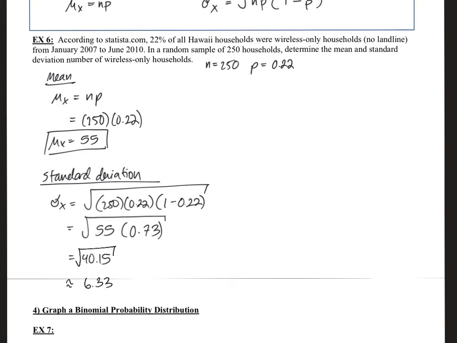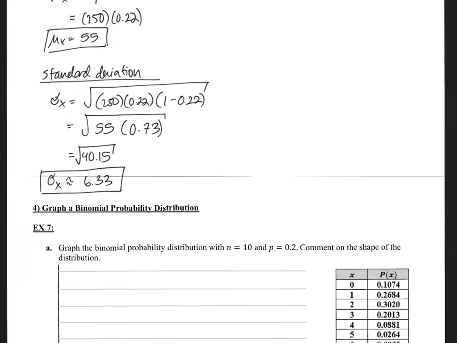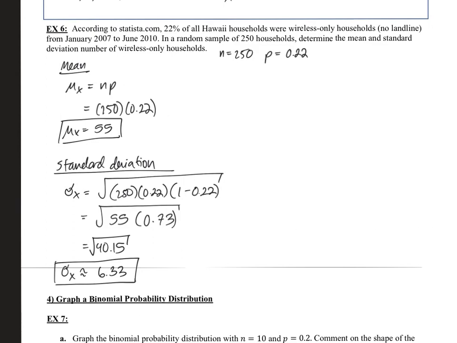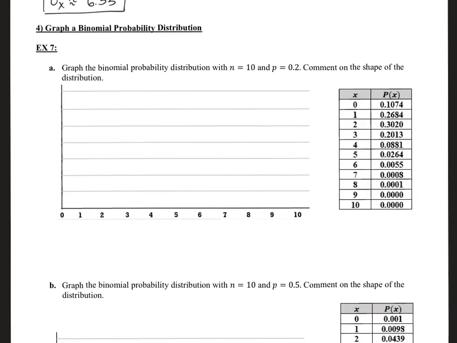As you remember on the exams or during your homework, it'll tell you where to round to. So that is my standard deviation of capital X. All right, that was it for this problem, just the mean and standard deviation.